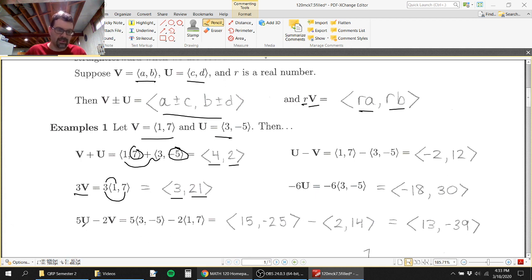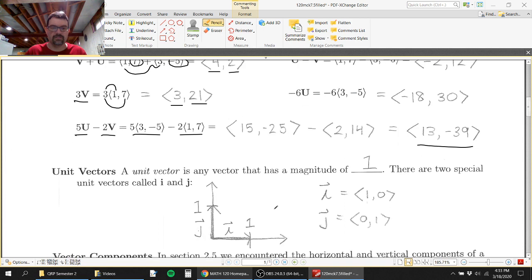So a little more complicated. What if you took 5 u's and you subtracted 2 v's? Well, first you'd have to multiply by 5 to get 5u, multiply -2 times v, and then actually do the subtraction, and you get the result here at the end. All right.